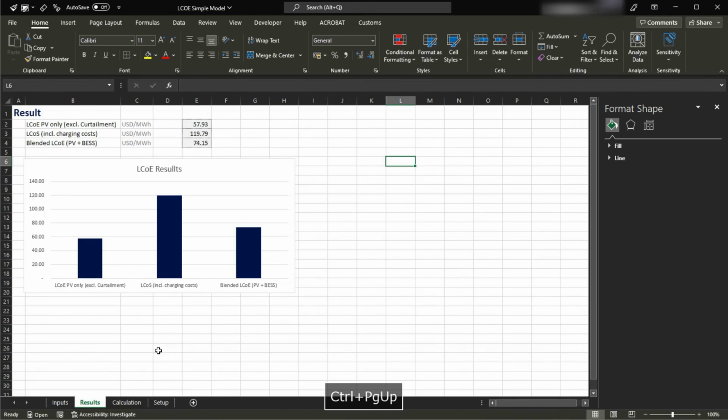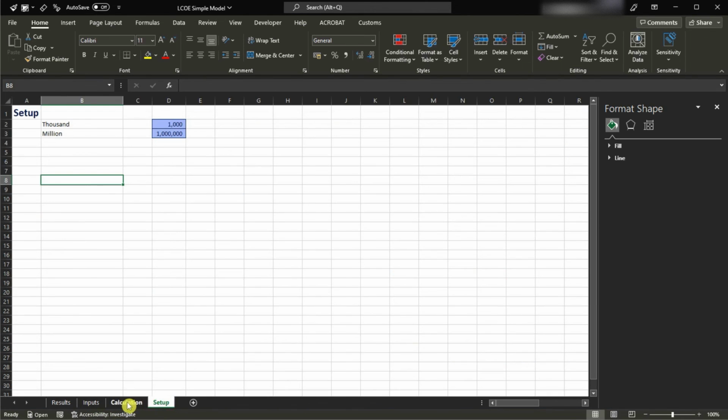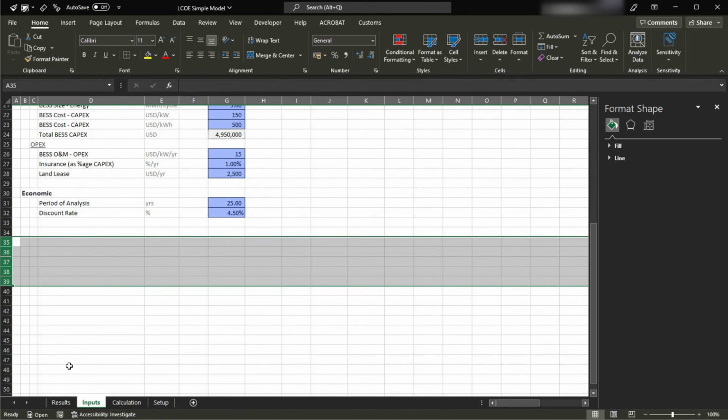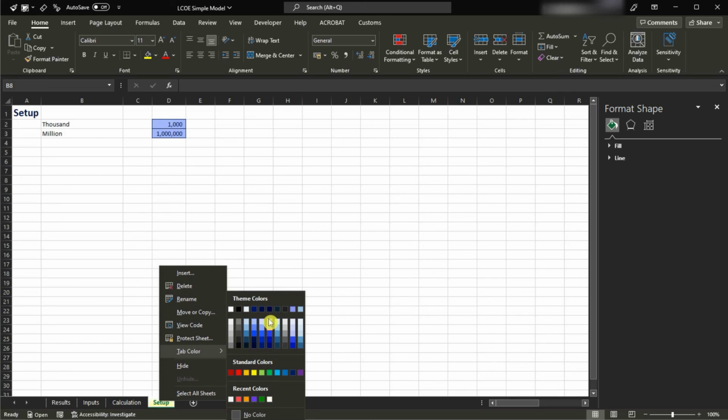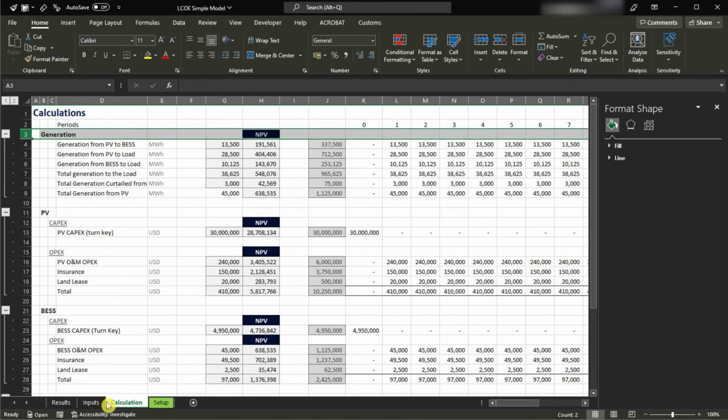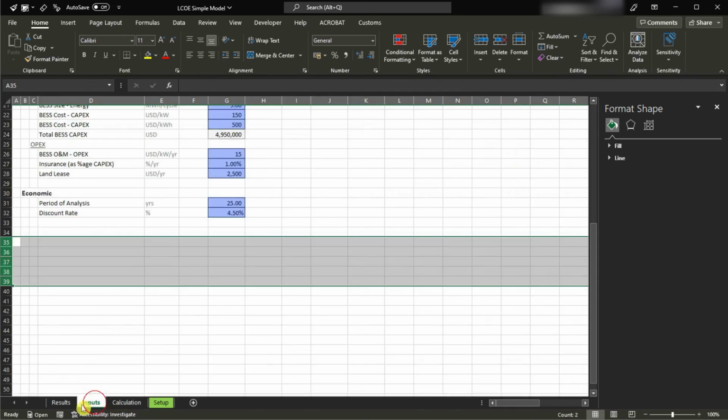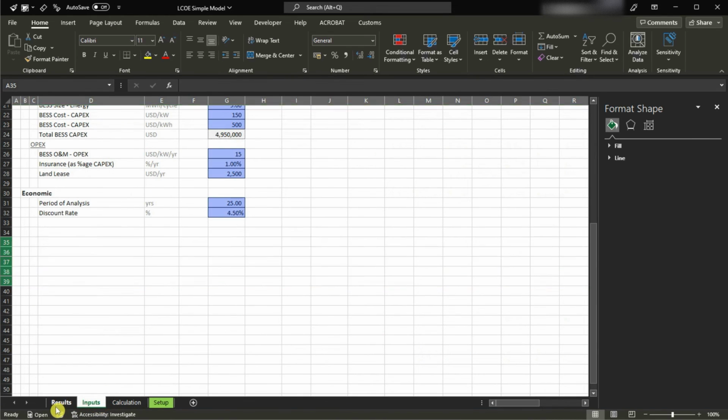What I also like to do is have the results sheet first. Another thing, but you can do this later, it doesn't really matter, is that quite often I color the sheets. Let's see, we can use green for the setup. I'm going to leave the other ones like this for now, but in future models we can also differentiate each one of the tabs we have in here with a different color.